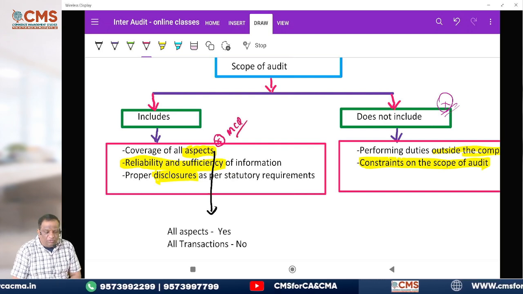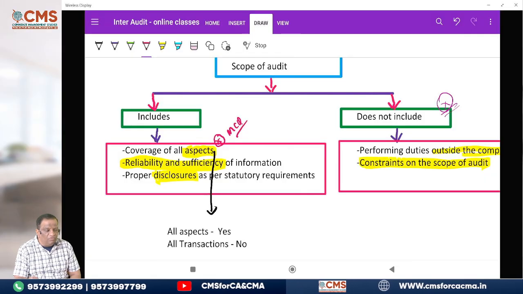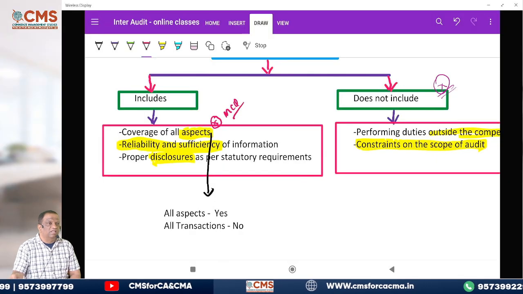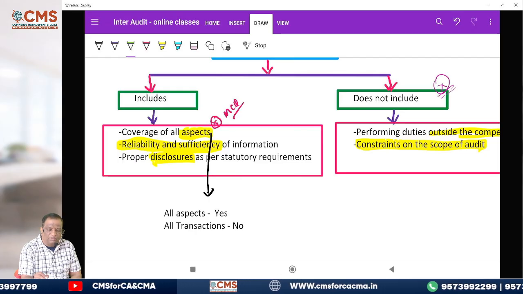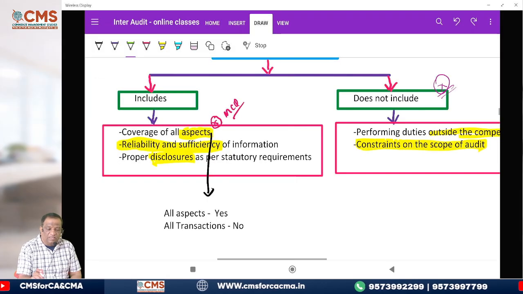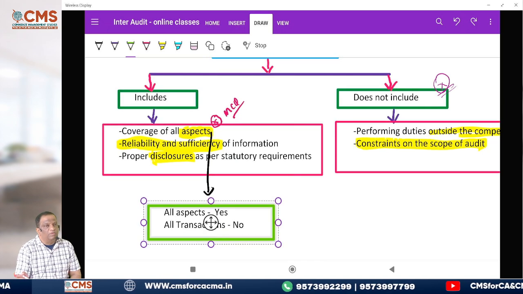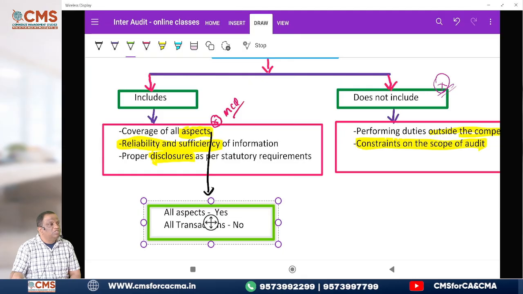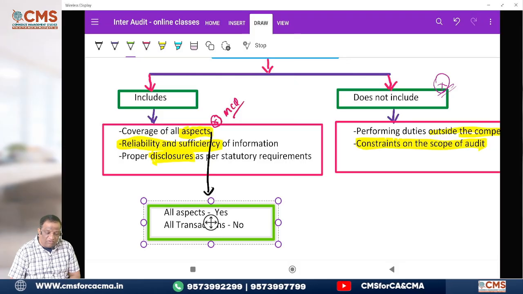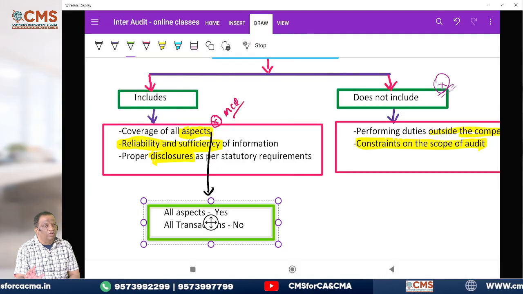That is, when I am doing an audit, I will be covering all aspects of an entity. But how he is questioning you is: when I say all aspects are covered, is the auditor covering all transactions as well? The answer is no. What we need to remember here is this table. The auditor will cover all aspects, but will not cover all transactions. The auditor will always go by sampling. So the MCQ being asked is: will the auditor verify all transactions? No, the auditor will not verify all transactions. But will he verify all aspects? The answer is yes. These are the small points that will help you score well in the examination.